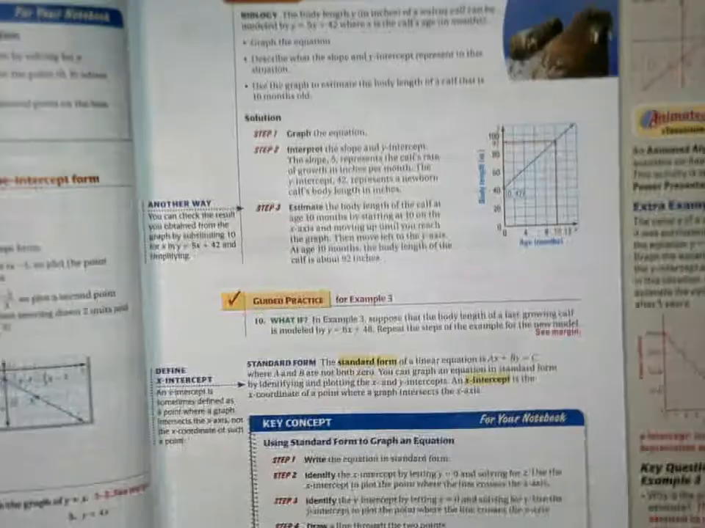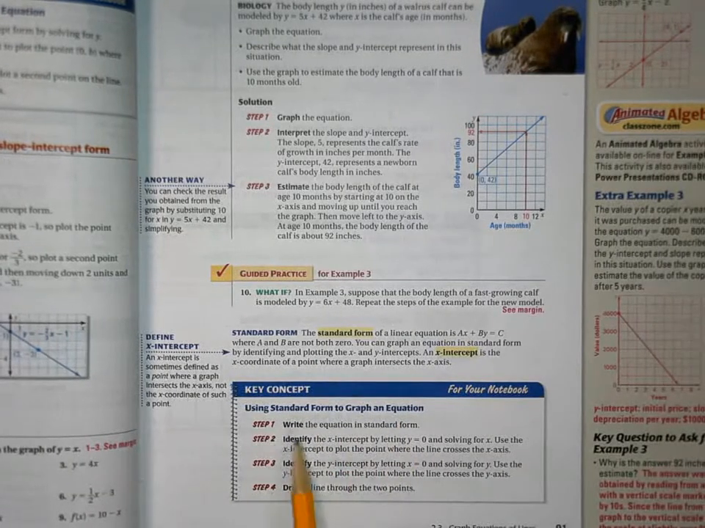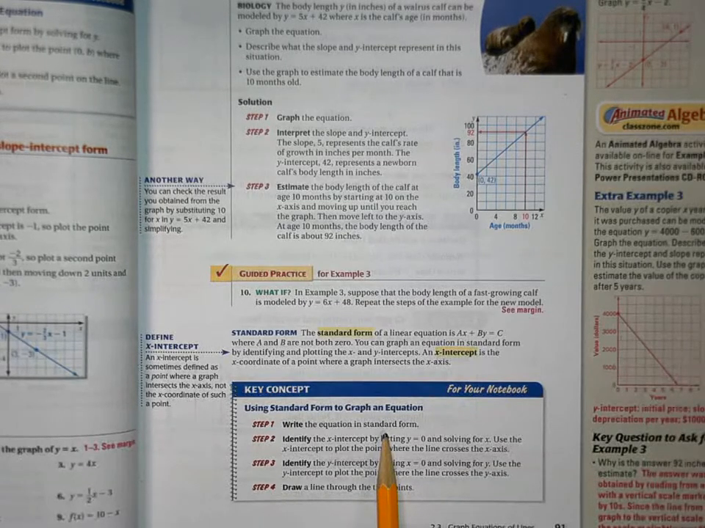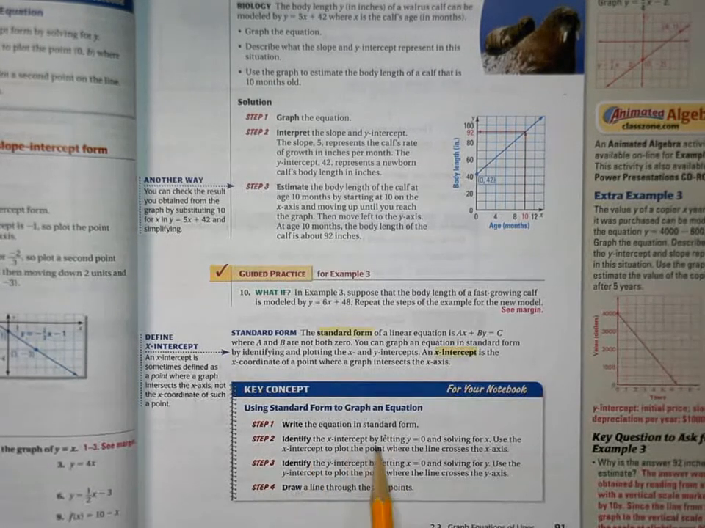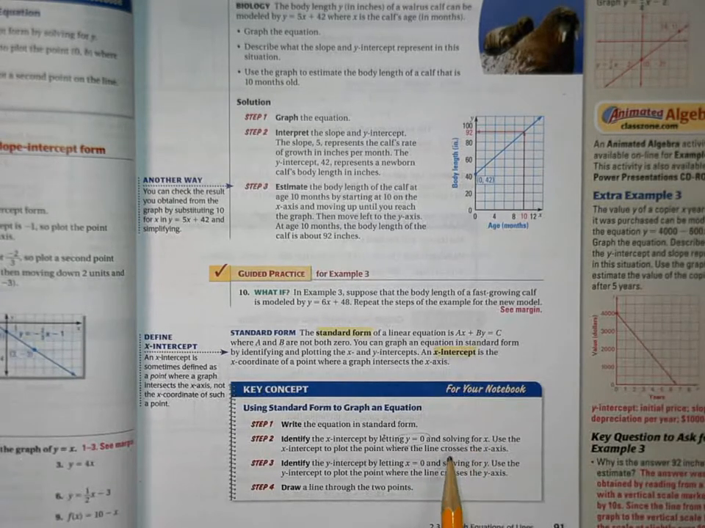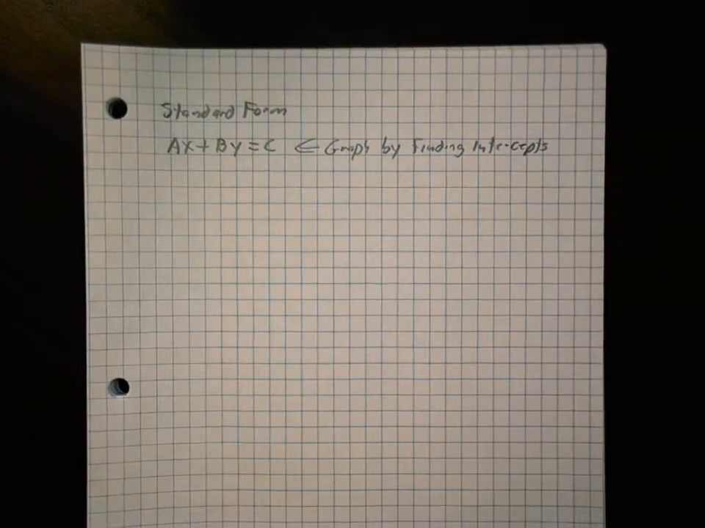And the step-by-step process is on page 91 in your textbook, so I can slide that over here real fast. Okay, so it's page 91, using standard form to graph an equation. So if it's not written in standard form, you can write it in standard form. Identify the x-intercept by letting y equal 0. Okay, the x-intercept is when y is 0, and solve for x. Plot that point. Find the y-intercept by substituting 0 in for x, and then you've got your 2 points and you draw your line. So let's look at that a little bit more closely in an example.